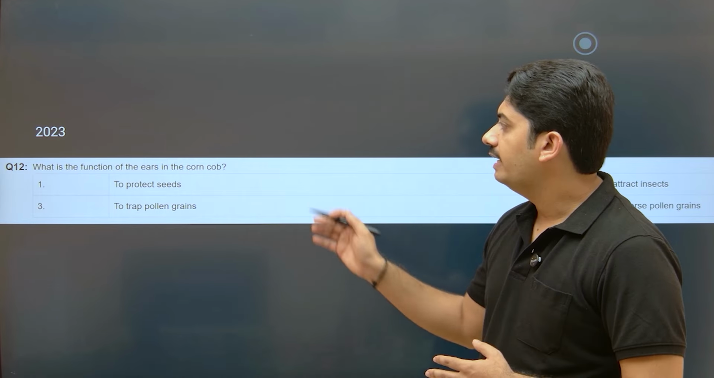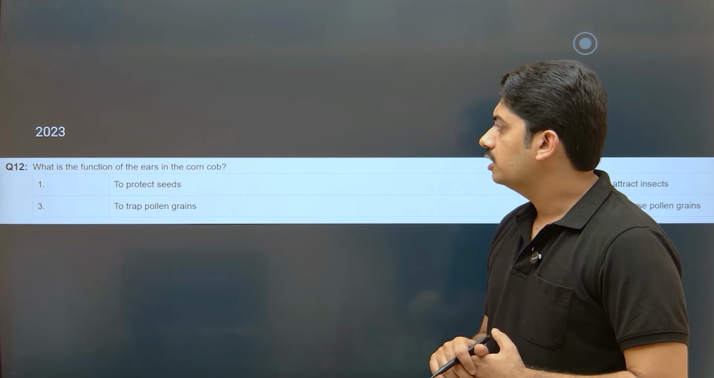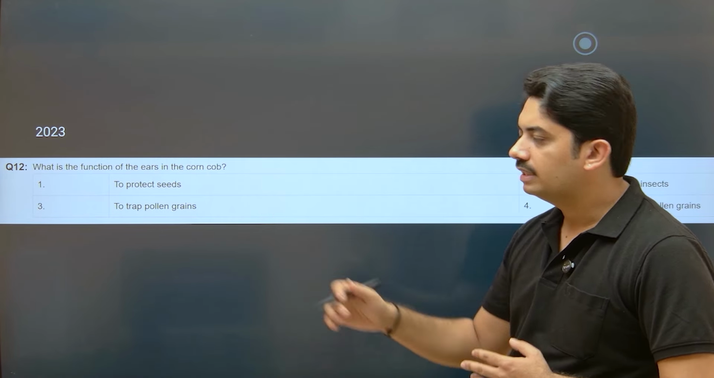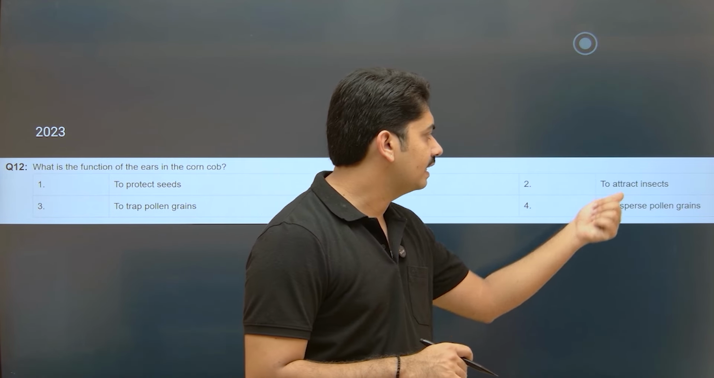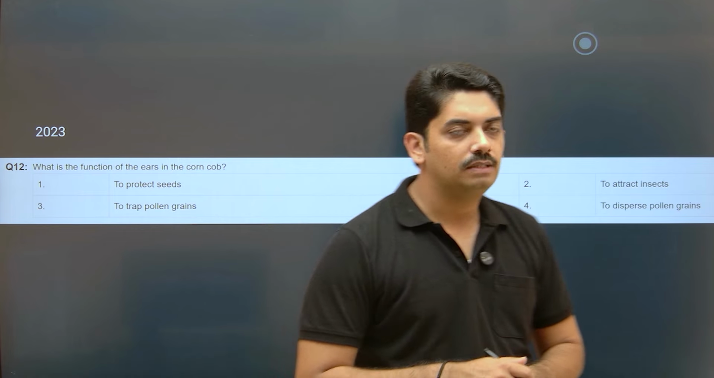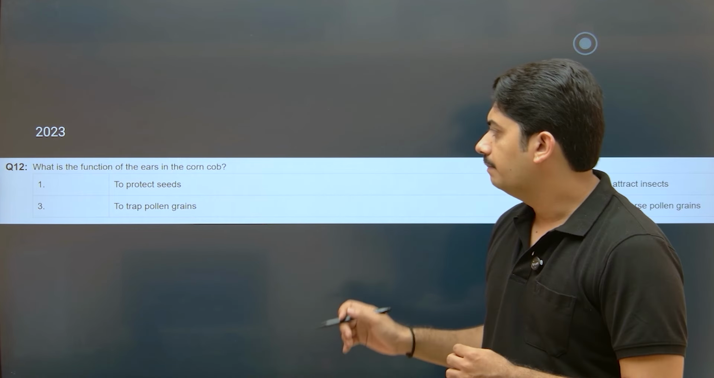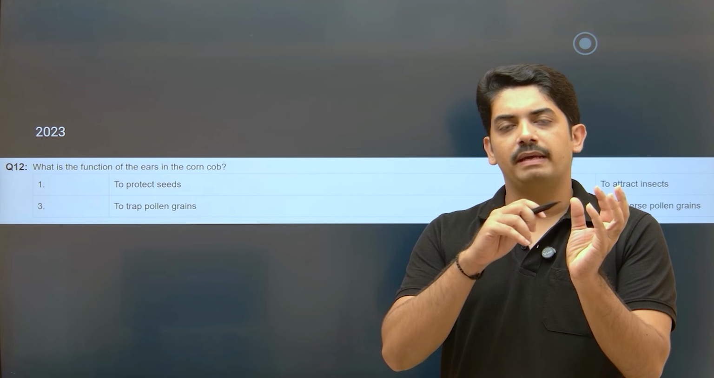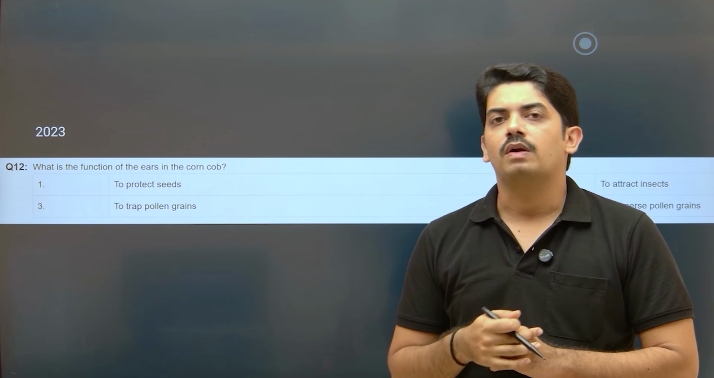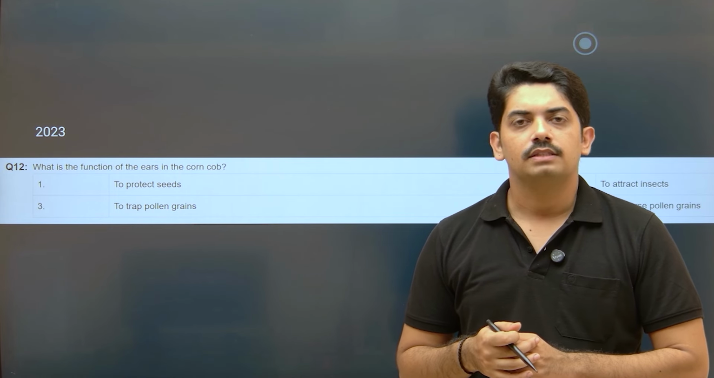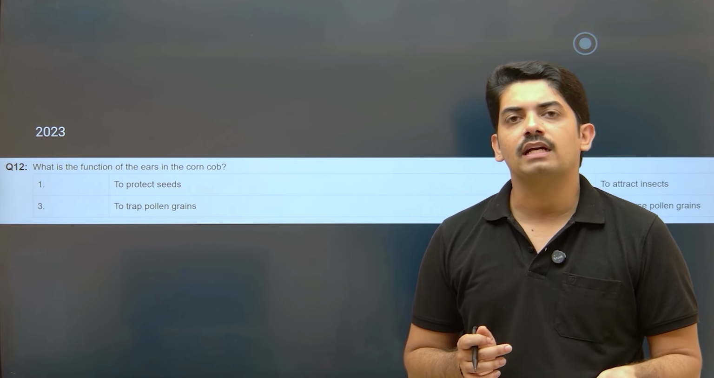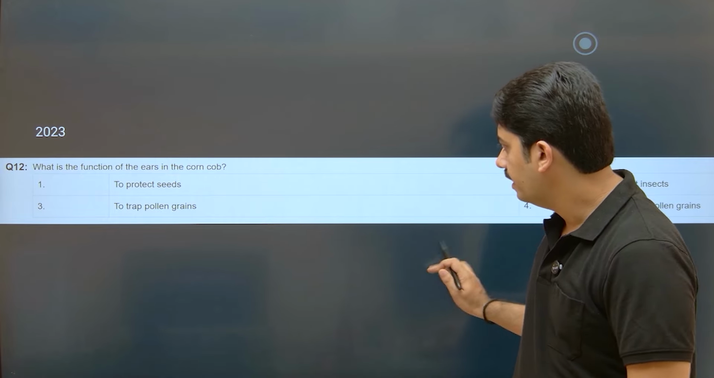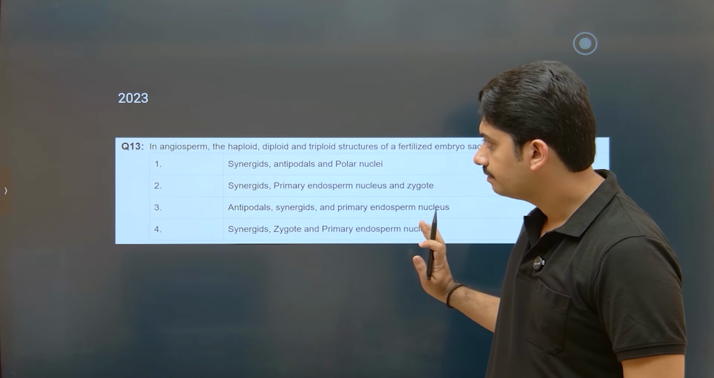Okay. In 2023, what is the function of ears in corn cob? Protect seeds, trap pollen grains, and attract insects to disperse the pollen grains. See, the main function is to trap the pollen grains. If you observe the corn cob, many hair-like structures come out. What do they represent? Actually, the style and stigma. These come out mainly to trap the airborne pollen grains. Okay. So the answer is 3.